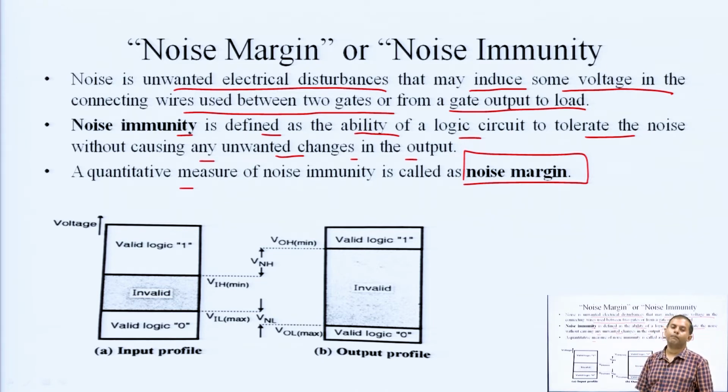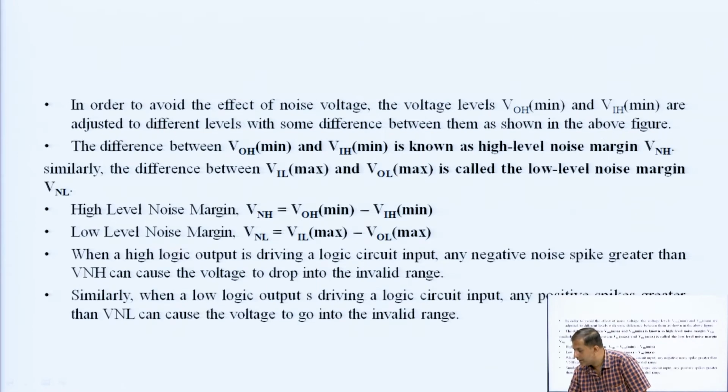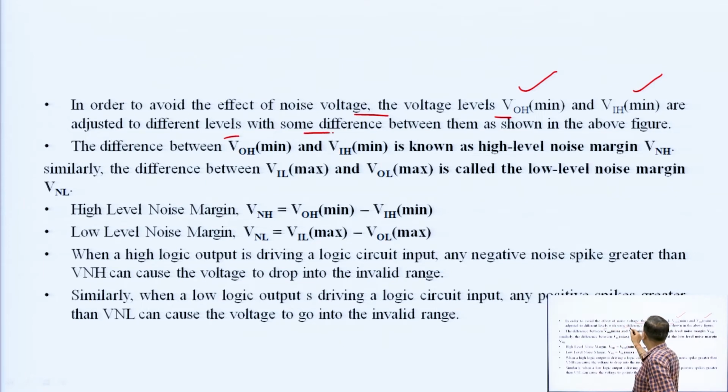They can ask you the parameters of logic families, or they can take some values like fan in, fan out, noise margin separately and ask you as short questions. Okay? Now, this is the diagram for VIL and VIH. We'll first discuss this one and then we'll go through the diagram. In order to avoid the effect of noise voltage, the voltage levels VOH min and VIH min are adjusted to different levels, with some difference between them as shown in the above figure. So, first of all, we will discuss this thing.